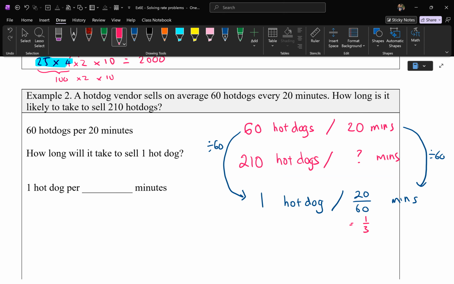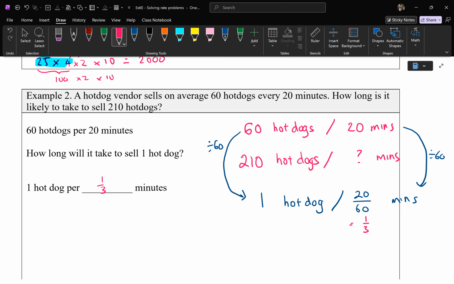1 over 3, very good, because 20 goes into 20 once and 20 goes into 60 3 times. So it's a third of a minute. So a third of a minute is how long it takes to sell 1 hot dog on average. So here I wrote 1 hot dog per third of a minute, or 1/3 minutes.